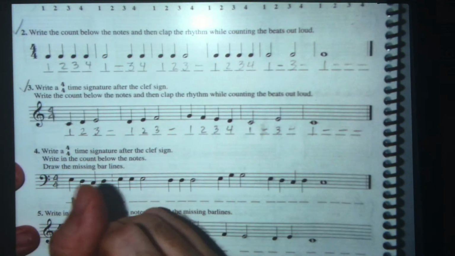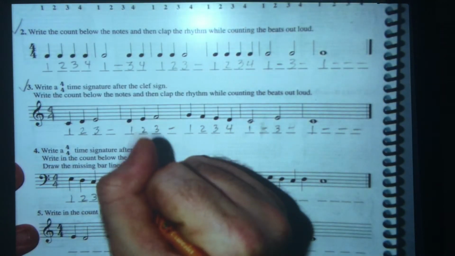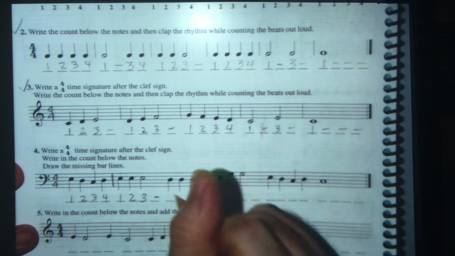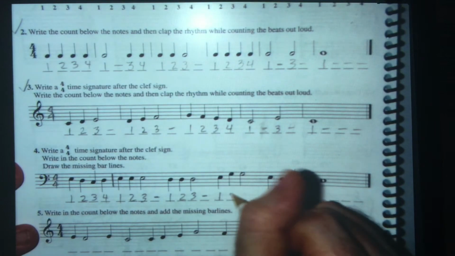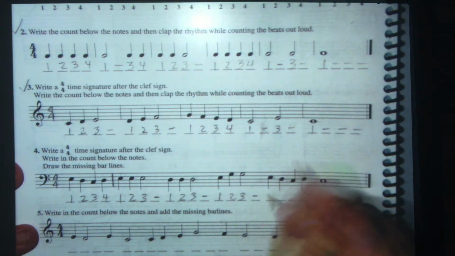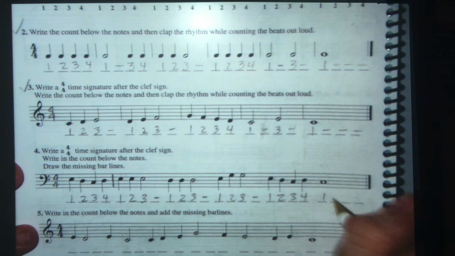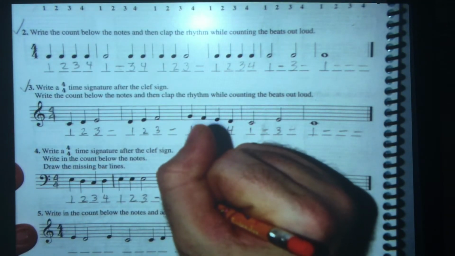Let's do the numbers first. 2, 3, 4, boom. 1, 2, 3, here would be 4. 1, 2, 3, here would be 4. 1, 2, 3, here would be 4. 1, 2, 3, 4. 1, dash, dash, dash, which of course would be 2, 3, 4. Now we're going to go back and add our bar lines.